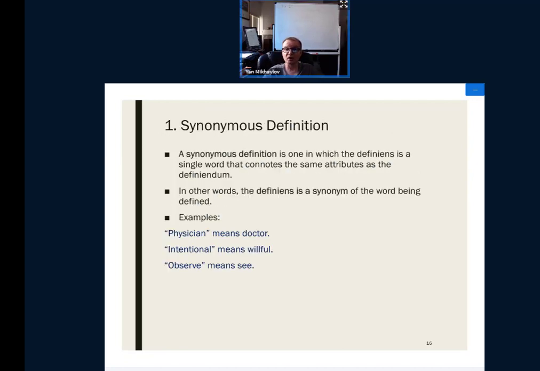Number one, synonymous. That is from the word synonym, meaning it's a different word with the same meaning. And that's basically how it works. You are looking for a different word, one word, which has exactly the same meaning. Physician means doctor. Intentional means willful. Observe means see. Note that you give one word as your definiens to describe your one word definendum. Just one.